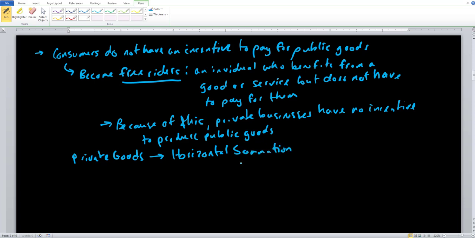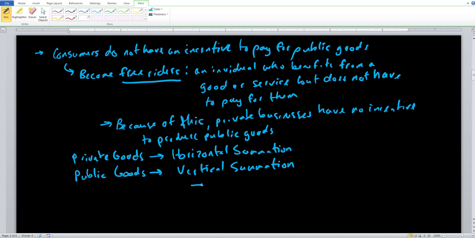Summation. So for every single price, we need to add up the quantity in order to get the total market demand. But when we take a look at public goods, we need to go in the opposite direction with vertical summation. We need to use this particular technique to find the total market demand or the marginal benefits because remember that with these public goods, they are non-excludable and non-rival. So everyone can use it at the same exact time, and we need to account for that.